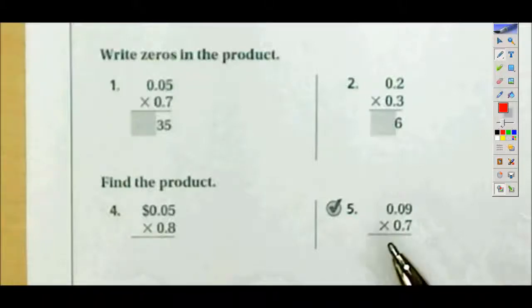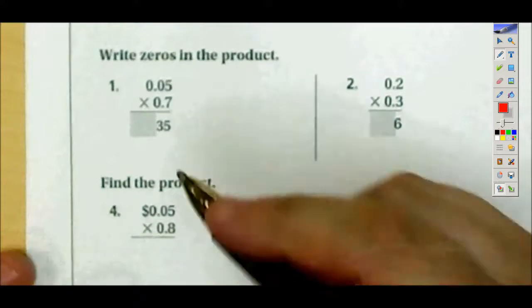I'm going to talk about multiplying two decimal numbers that give you a bunch of zeros in the product, or at least one zero that you have to add after you place the decimal, and you'll see what I mean in a moment.